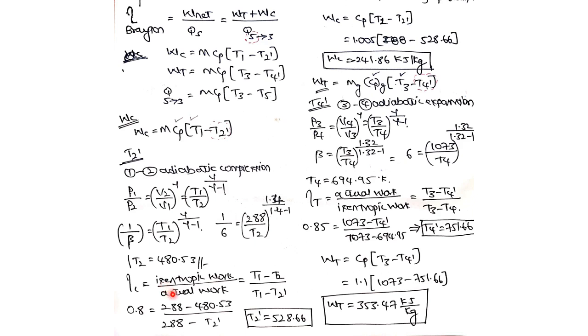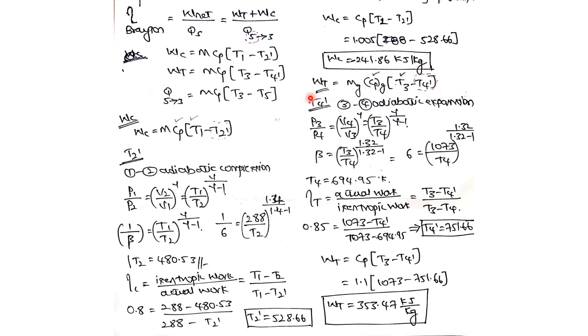So substitute the things, only T2 dash would be unknown there. T2 dash can be calculated as 528.66. So substitute all the things in the work done expression of the compressor. So I'll get the work done by the compressor as minus 241.86 kilojoules. Since you have not substituted any mass here, it would be per kg. Okay. Now, similarly, you calculate the work done by the turbine.